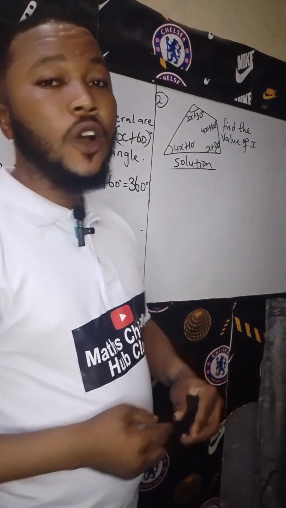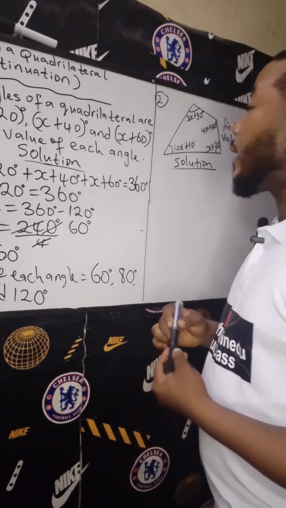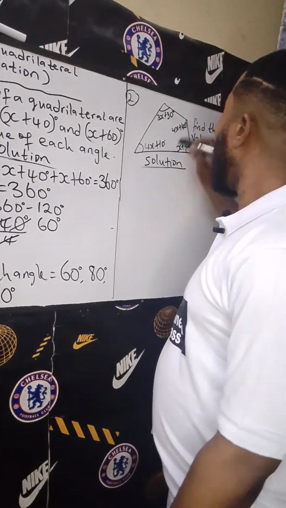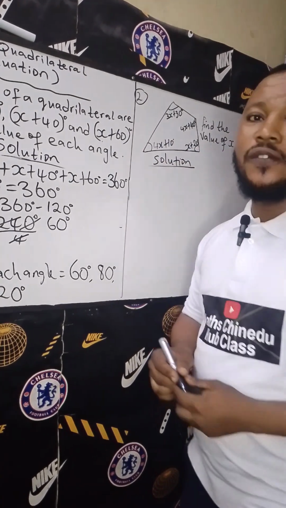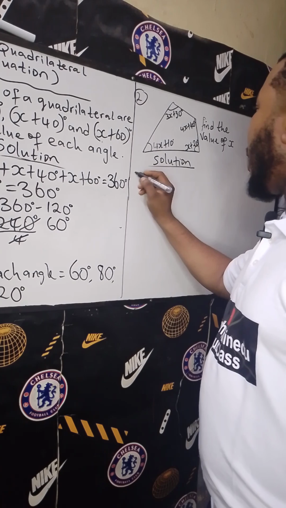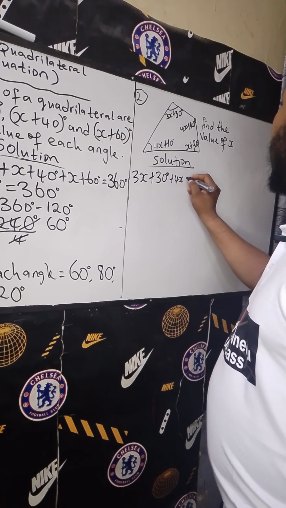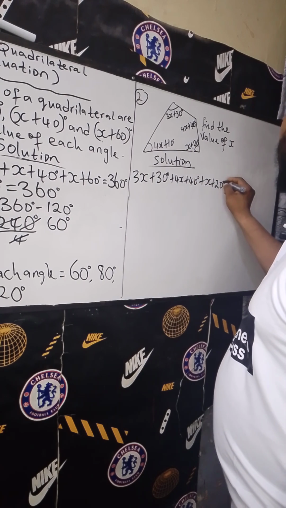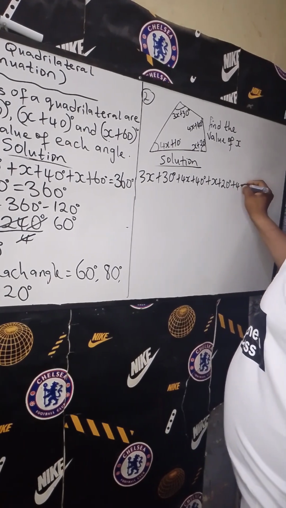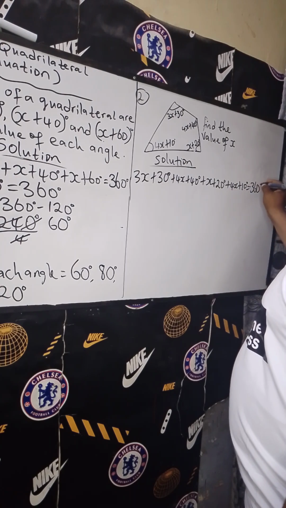Okay, let's look at the second question here. This is another quadrilateral. This says find the value of x. Here we have 3x plus 30 degrees, 4x plus 40 degrees, x plus 20, and 4x plus 10 degrees. We have to find the value of x. So we have 3x plus 30 degrees plus 4x plus 40 degrees plus x plus 20 degrees plus 4x plus 10 degrees is equal to 360 degrees.